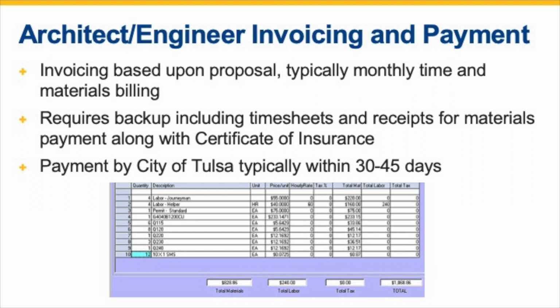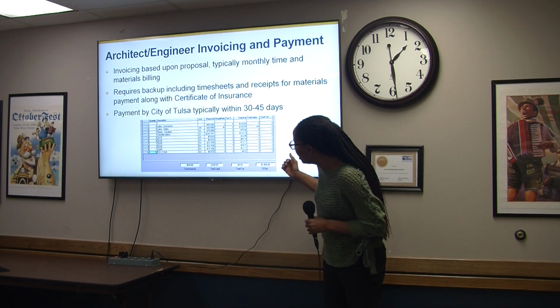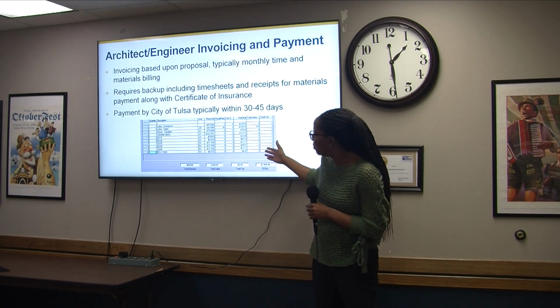We're mixing up the verbiage with both contracts. It's all good. So anyway, this requires, like it says here, backup timesheets, not yet receipts of material, but just the timesheets, along with your certificate of insurance. The payment is submitted by the City of Tulsa within 30-45 days, and this is just a little overview here.